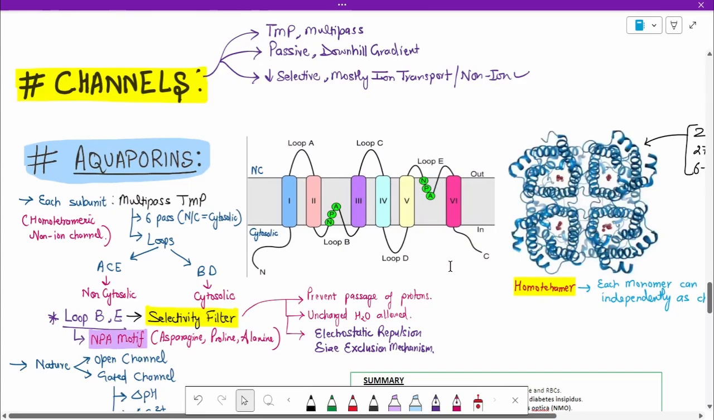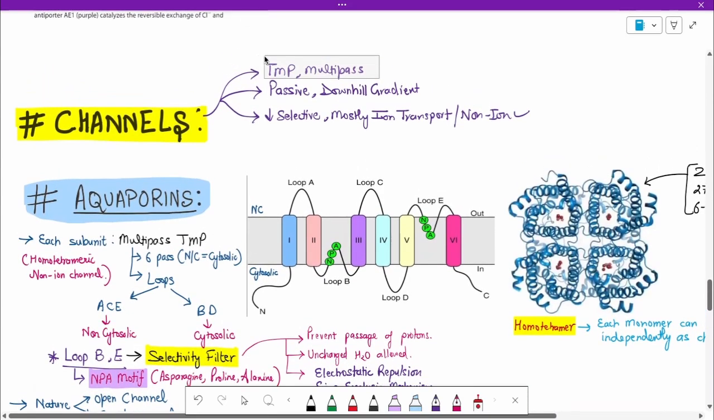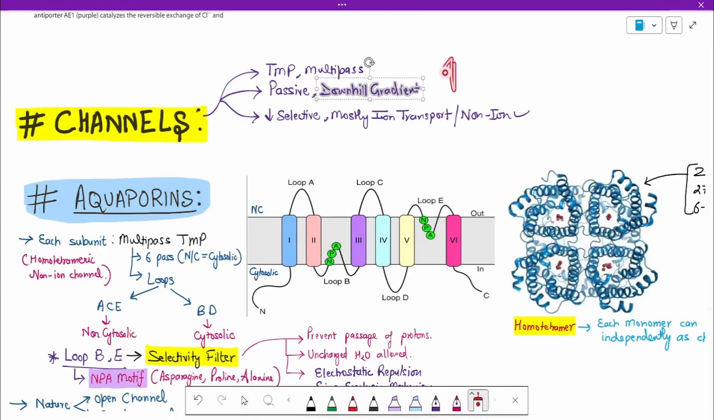Now let's come to channels. Channels are also transmembrane proteins. They are multipass in nature. These two are similar to carrier proteins. They show passive transport, but in case of carrier proteins, transport can either be passive or active. And if it is passive in carrier proteins, it always has to be along the gradient. Sometimes we say downhill gradient because we are going from higher concentration to lower concentration.